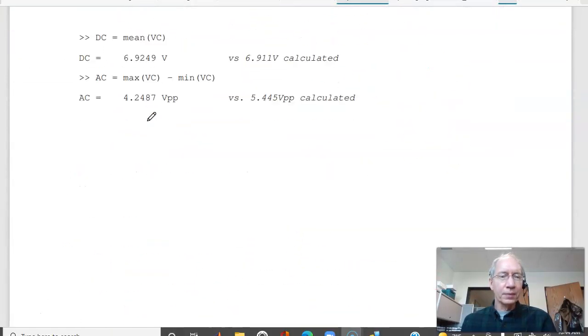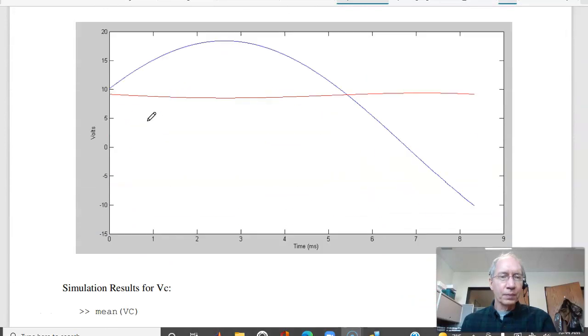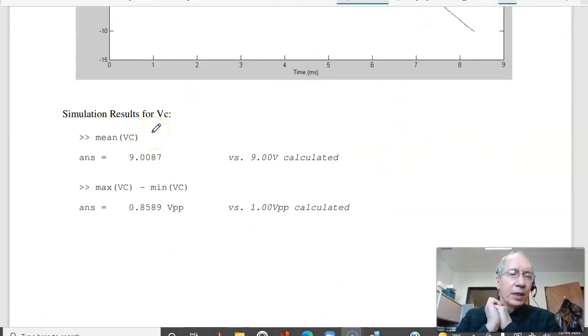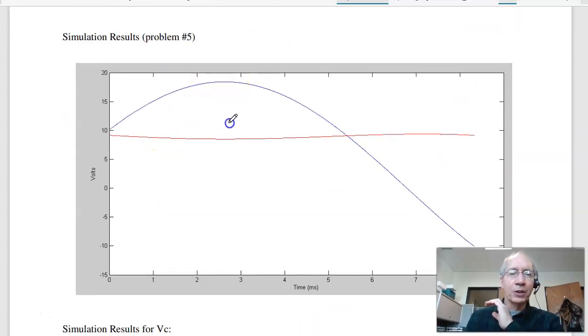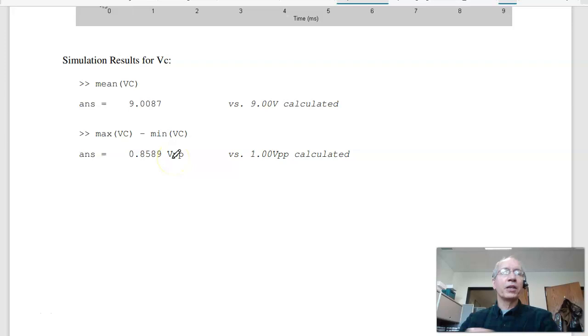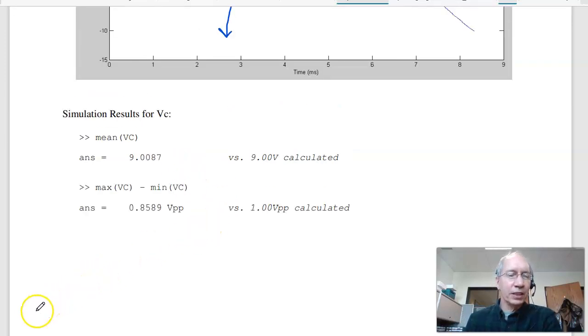I can then check. The average voltage is 9 volts. I calculated for 9, so that matches up. The peak-to-peak is 0.85 volts. I designed for 1 volt peak-to-peak, a little bit off because I'm using approximations. Assuming the first harmonic in the Fourier transform is this distance, that's your 120 hertz, your V1 peak-to-peak, a little bit wrong, so my answer is a little bit off. If I want to be more accurate, I should be using Fourier transforms. So that's homework set number 7 for ECE 320.